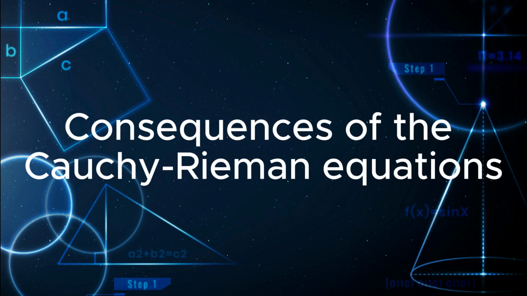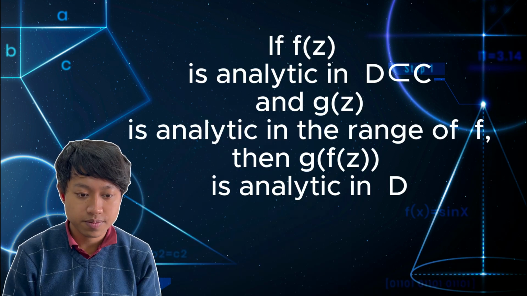Consequences of the Cauchy-Riemann equations. Often, the easiest way to prove that a function is analytic in a given domain is to prove that the Cauchy-Riemann equations are satisfied. More generally, we can use the Cauchy-Riemann equations to prove the following facts about analytic functions. Number 1. Compositions of analytic functions are analytic. Number 2. Reciprocals of analytic functions are analytic except at singularities.